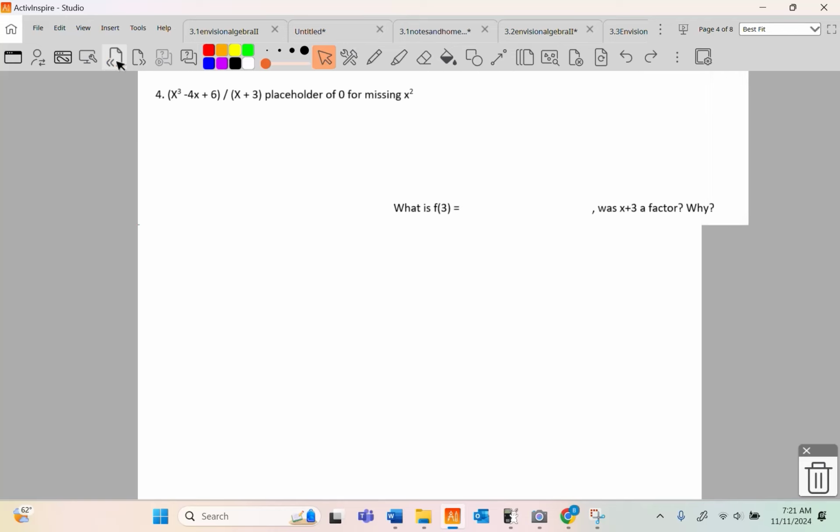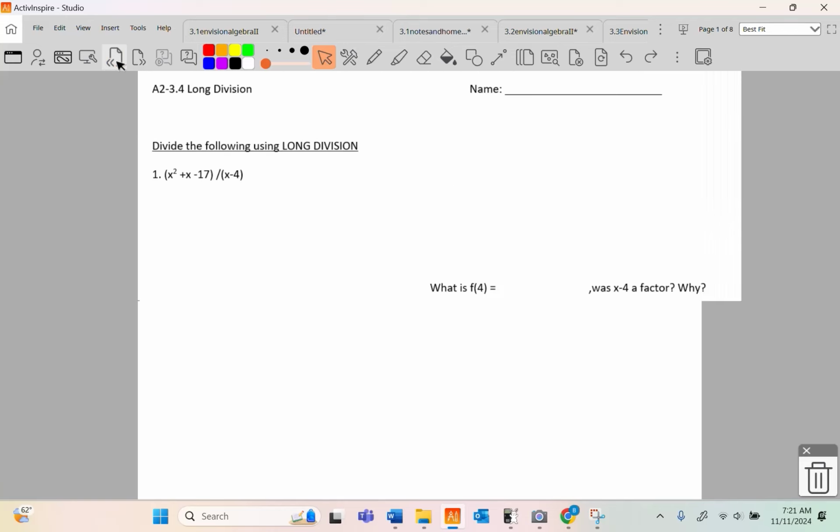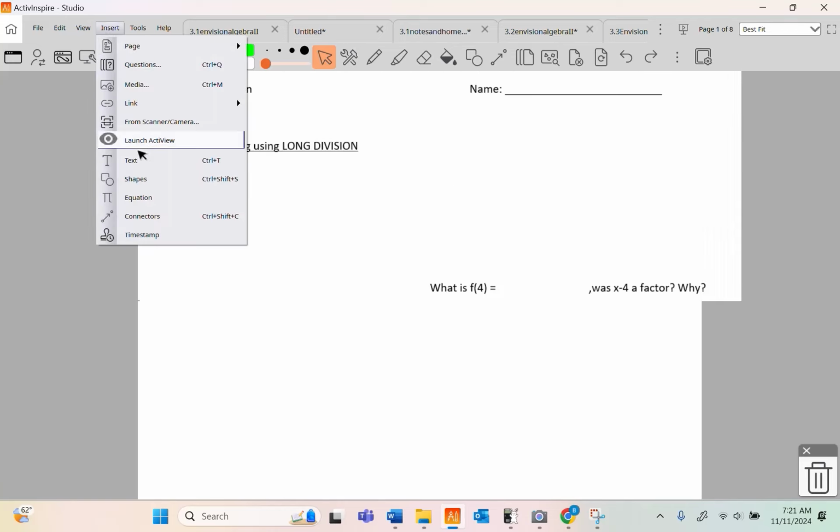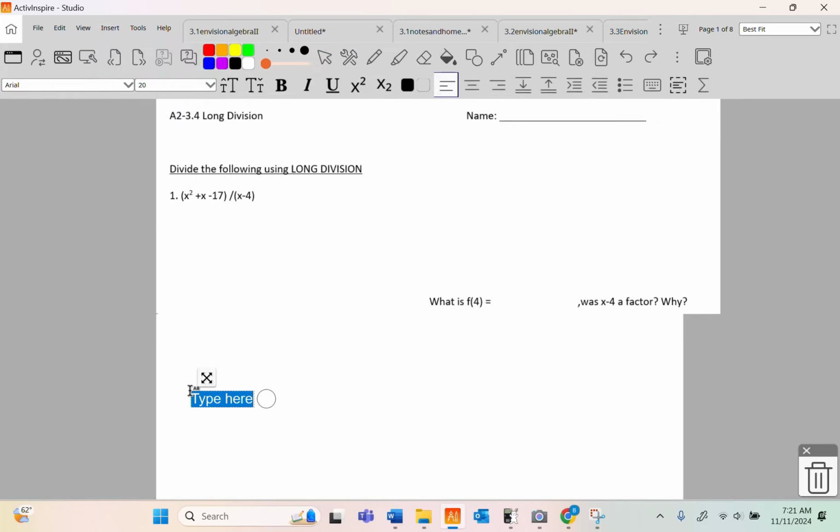All right, so here we have the 3-4 long division homework. And again, let's just put this little disclaimer in here. Quit blindly copying. Think. Do it with me.